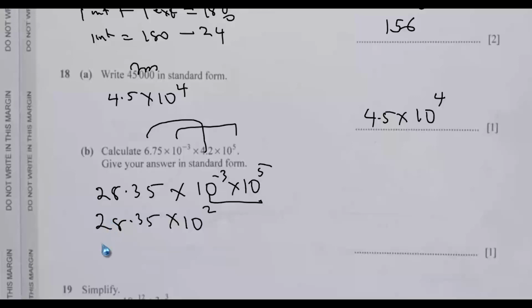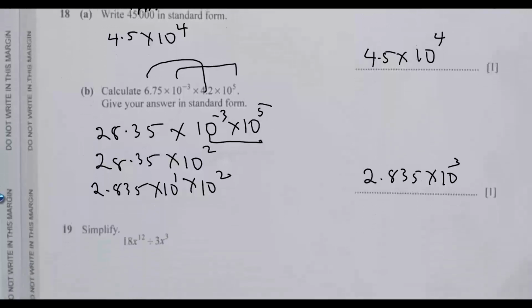So to write it in standard form, it will be 2.835 times 10 to the power of 1 times 10 to the power of 2. So our final answer will be 2.835 times 10 to the power of 1 plus 2, that is 3. So this is the final answer here, 2.835 times 10 to the power of positive 3.